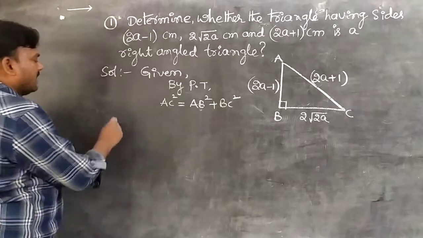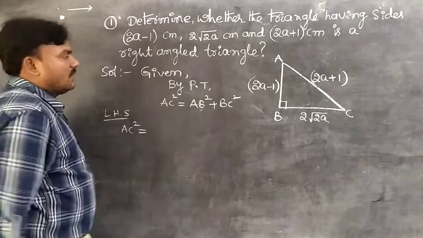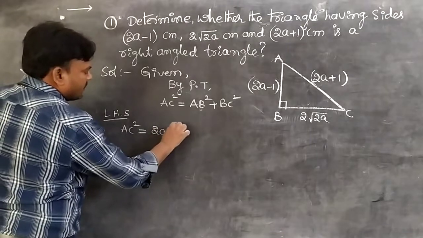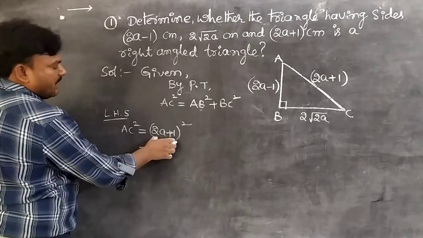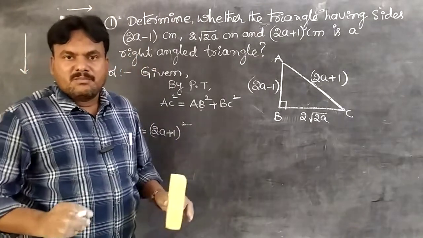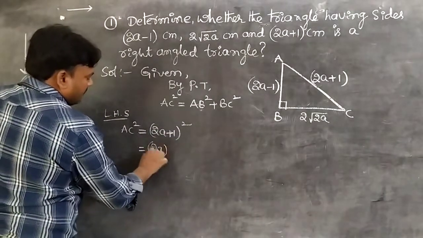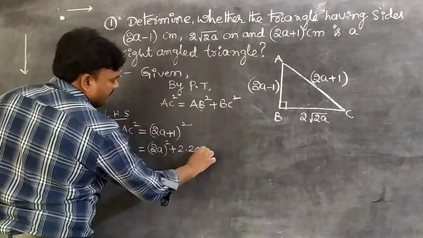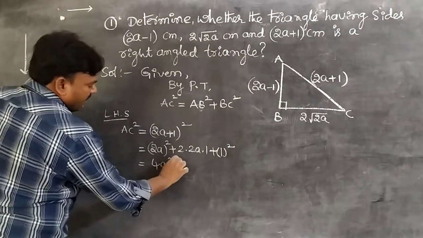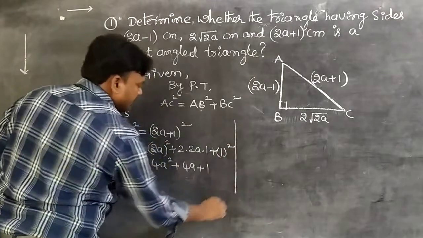First of all, we take the LHS part. What about the LHS part here? AC square. What is the AC value? 2a plus 1, so 2a plus 1 whole square. That implies we expand the a plus b whole square form. What about a plus b whole square? a square plus 2ab plus b square. So here 2a whole square plus 2 into 2a into 1 plus 1 square. Finally, 2a whole square is 4a square, plus 2 into 2a into 1 is 4a, plus 1. This is the AC square value.